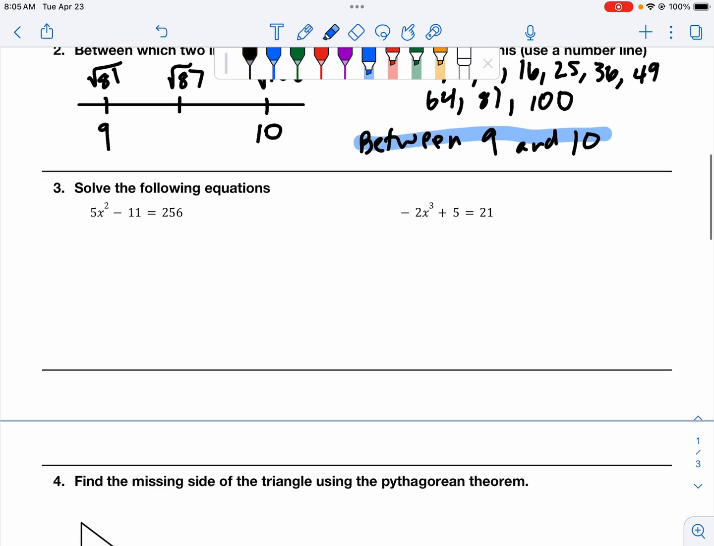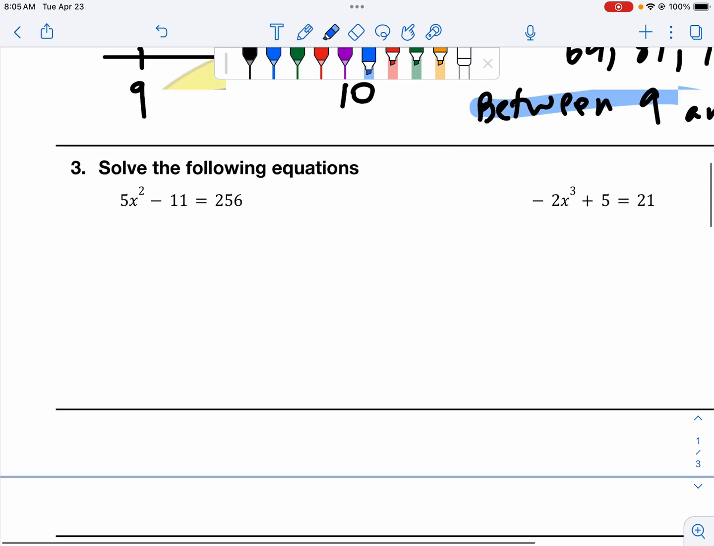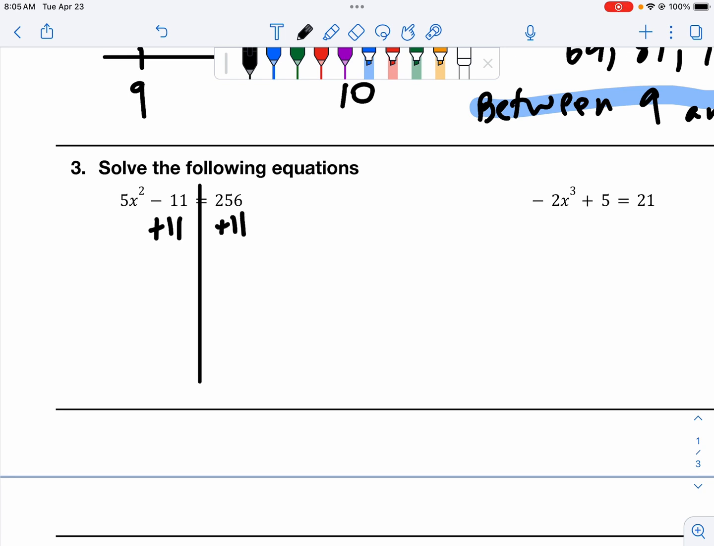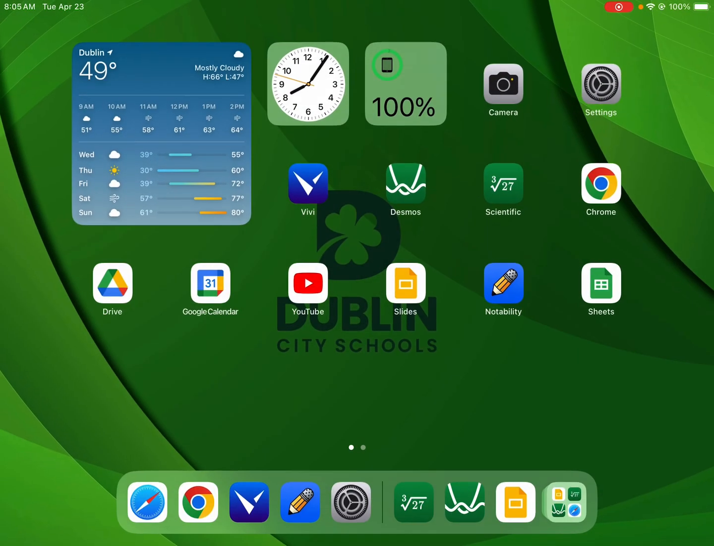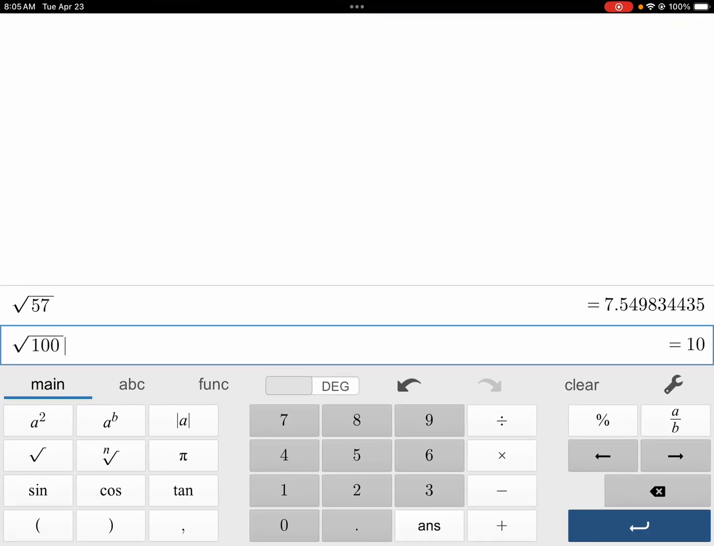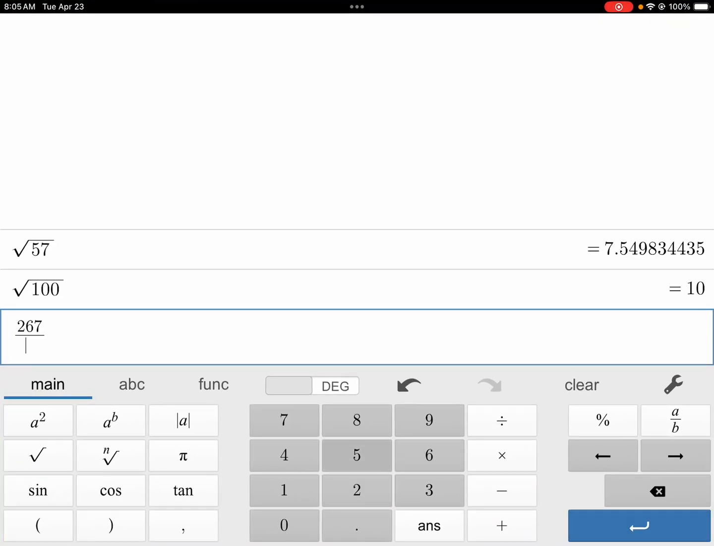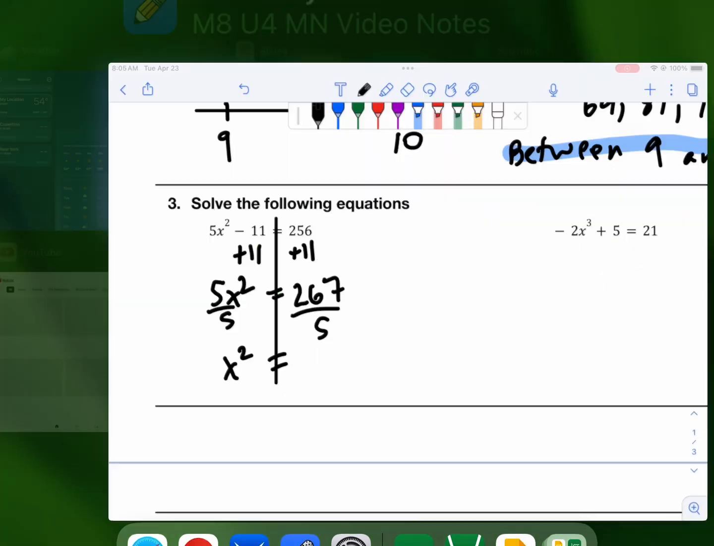All right, solving equations involving squares and cubes. Just like a normal solving equations problem, we have to isolate the variable. So we're going to add 11 to both sides. 5x squared is left, equals 267. Ooh, this is going to be ugly. We're going to divide by 5. That's okay. We get x squared equals 267 divided by 5. 267 divided by 5 is 53.4.